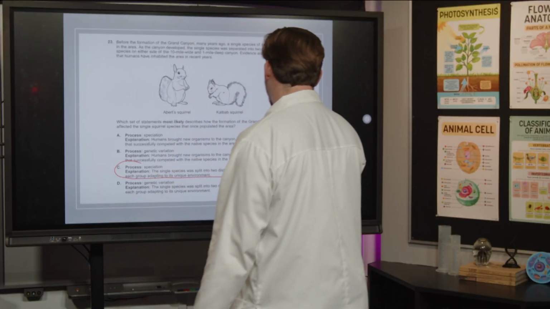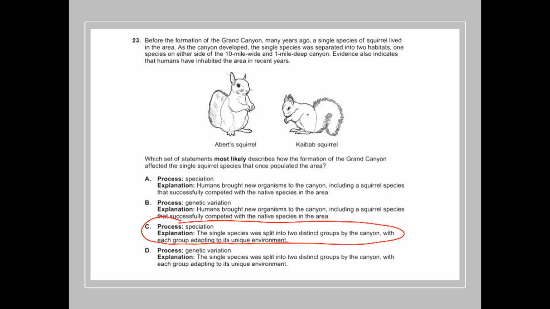What's happening here is a process known as speciation. What is speciation? Speciation is making a new species. We started with 1 species of squirrel, but now we have 2. These are not the same species anymore. They could not mate and make fertile offspring. Okay, they are their own species. So we have made a new species here.